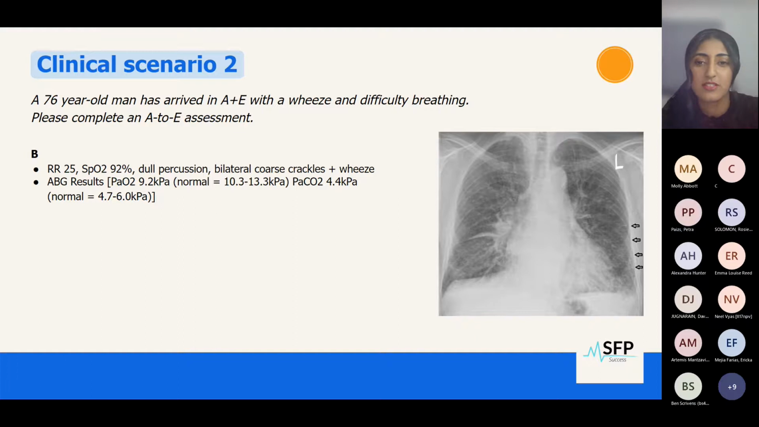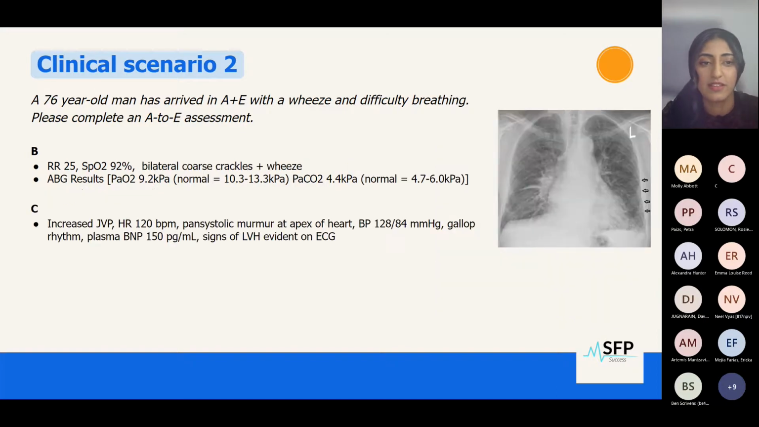So if we just go on to the next slide, we'll see what the findings for C were. We can see that the JVP was increased. The heart rate is also increased. There was a pansystolic murmur at the apex of the heart. The blood pressure was pretty normal. There was a gallop rhythm. The plasma BNP level was raised, and there are signs of left ventricular hypertrophy from the ECG.